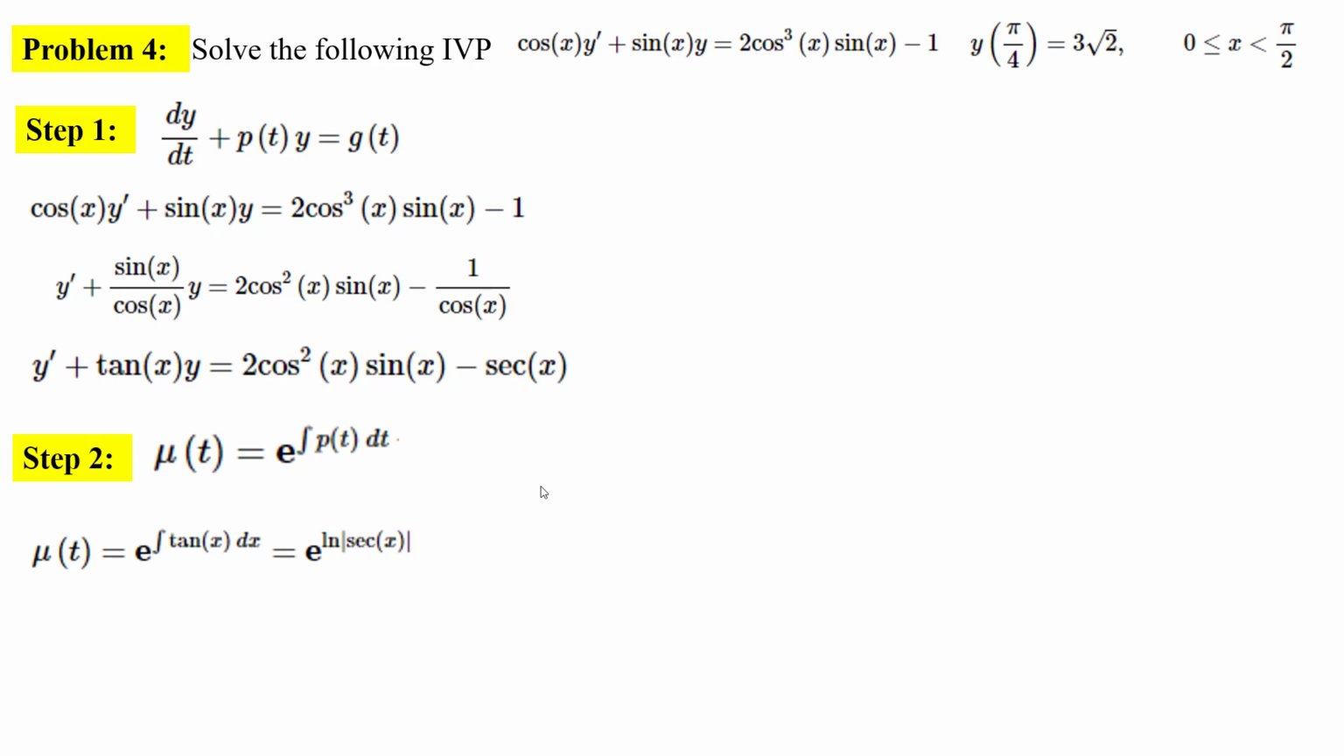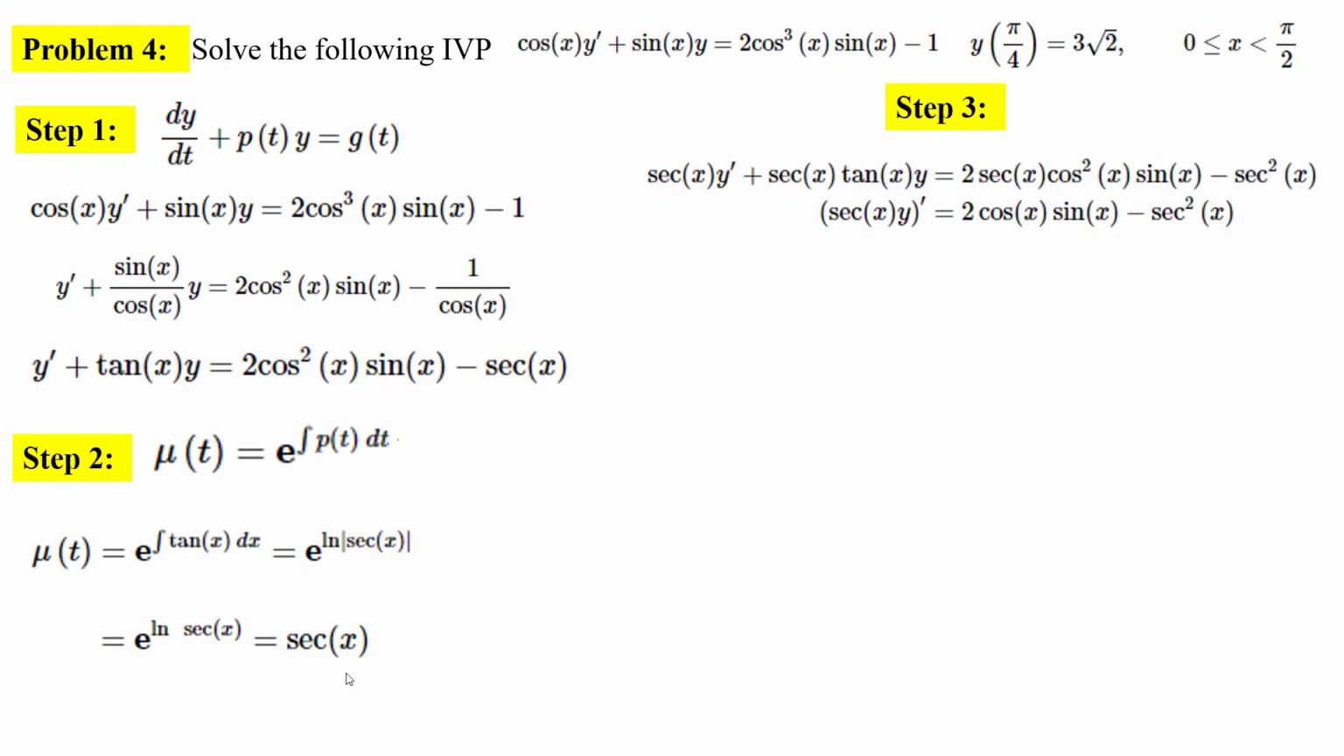Step 2, find the integrating factor. Mu of t, or mu of x, equals e to the integral of tangent of x dx. The integral of tangent of x is the natural log of the absolute value of secant of x. You can rewrite tangent of x as sine over cosine and do u substitution if you forget, but that is one of the standard formulas. So e to the ln cancel. Because the region of validity is positive numbers, I can drop the absolute values, e to the ln cancel, you just get secant of x. So the integrating factor is secant of x.